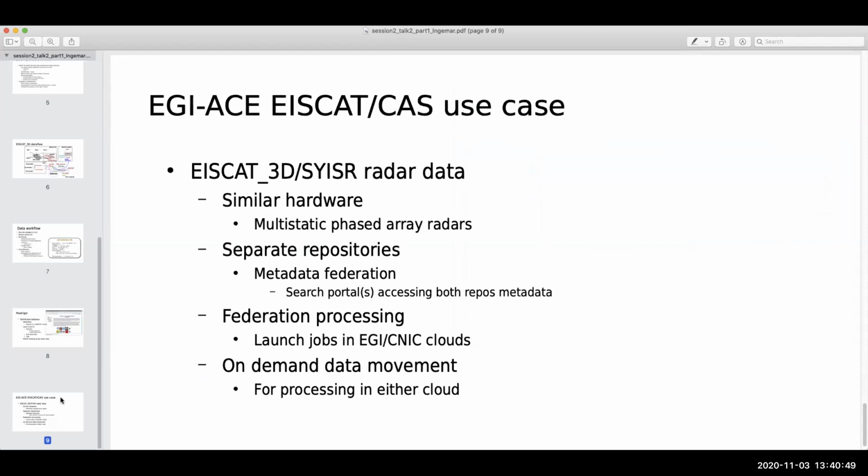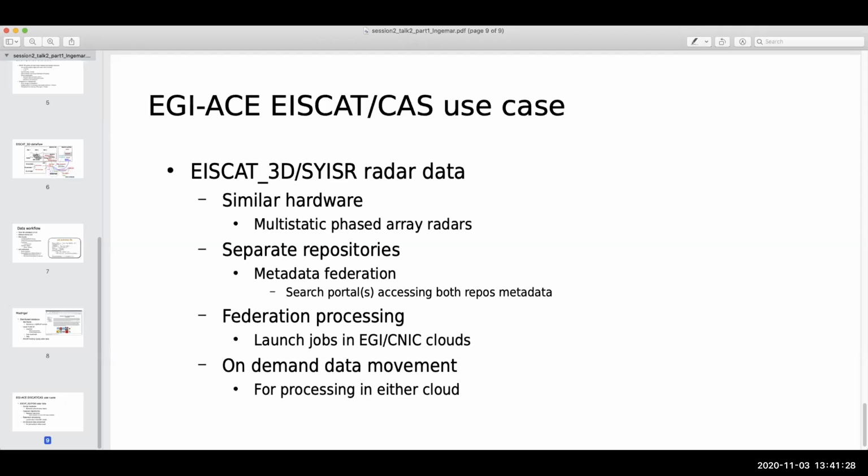And for the EGA's project, we proposed a use case together with GOSC. That is on the Sunny radar and ISCAT 3D radar, which consist of similar hardware. You will hear more about the Sunny radar just after me. But both of them are multi-static phased array radars. So they will have separate repositories, but we will try to federate the metadata between them. So the searches will access both of the repositories.